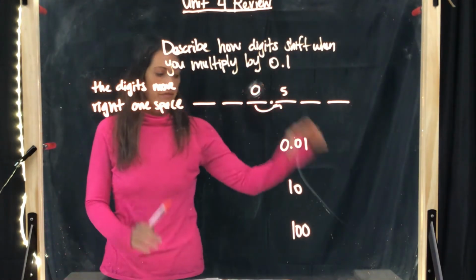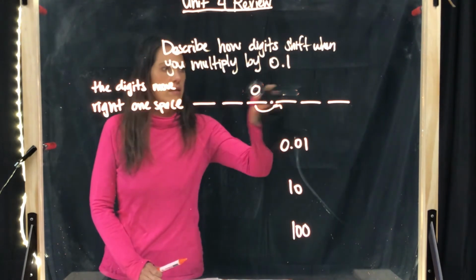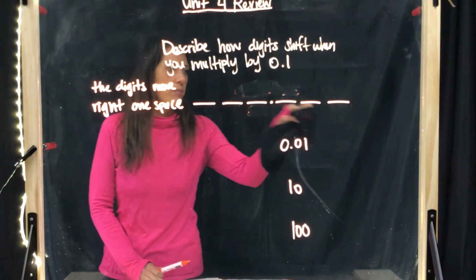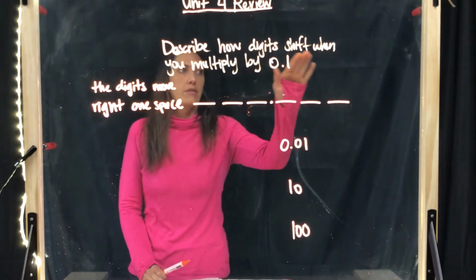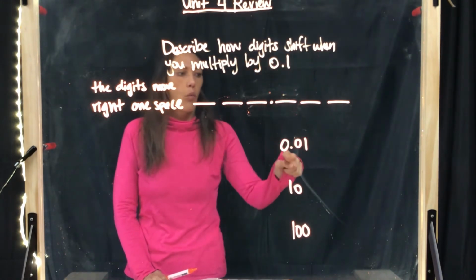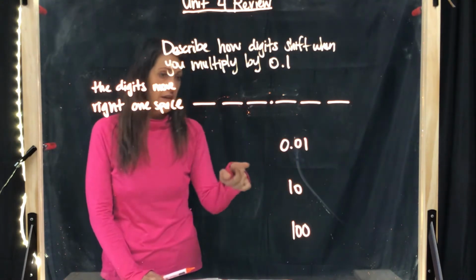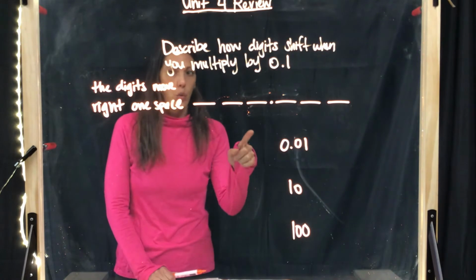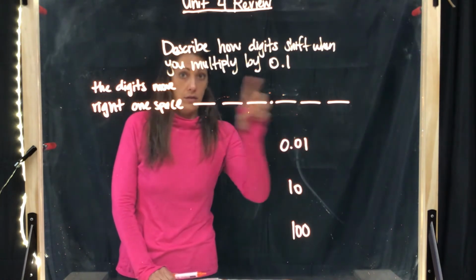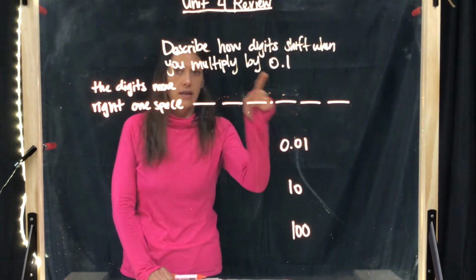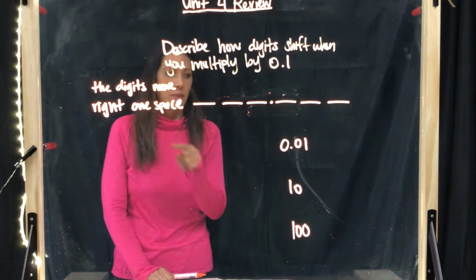That's the problem for number 15, but I just want to extend it a little and show you that if the problem then said, describe how digits would shift when you multiply by 1/100th, and I still had that 5, then the digits would move right 2 places, because I have 100, 2 zeros, right? 10 is 1 place, that's 1 space.